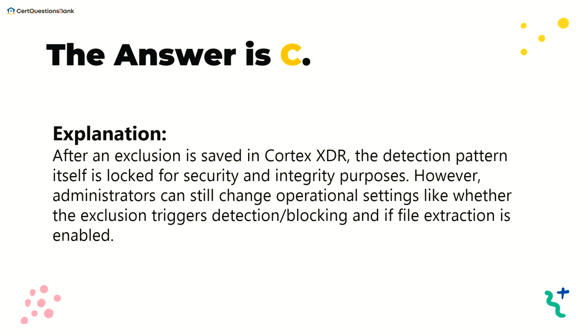The answer is C. After an exclusion is saved in Cortex XDR, the detection pattern itself is locked for security and integrity purposes. However, administrators can still change operational settings like whether the exclusion triggers detection, blocking, and if file extraction is enabled.